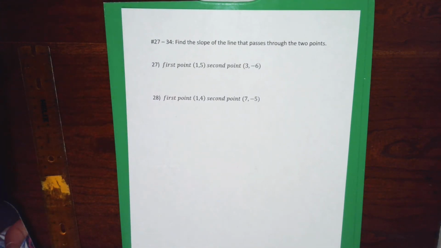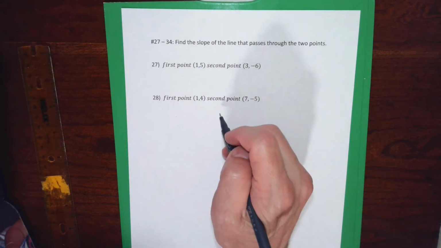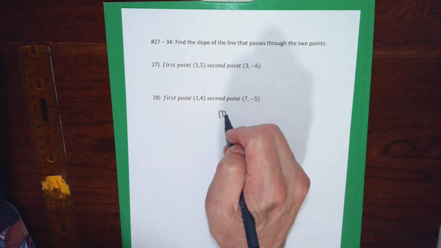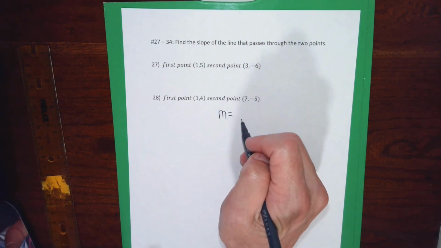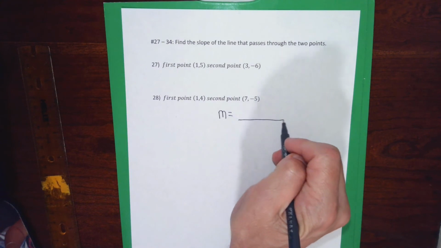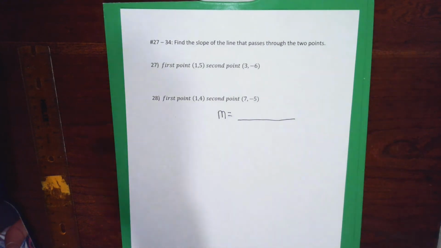Problems 27 through 34 are going to end this video, and they just ask me to find the slope of the line that passes through 2 points. I'm going to use m to represent slope, and I told you which I want for first and second point, so I'm just going to use that and not fight it.